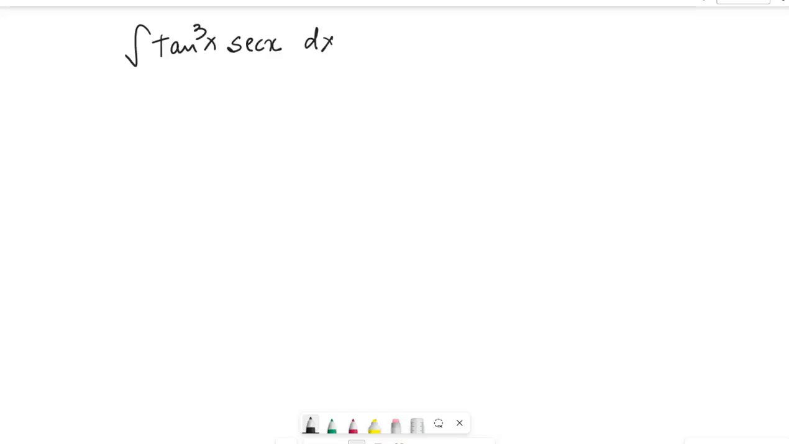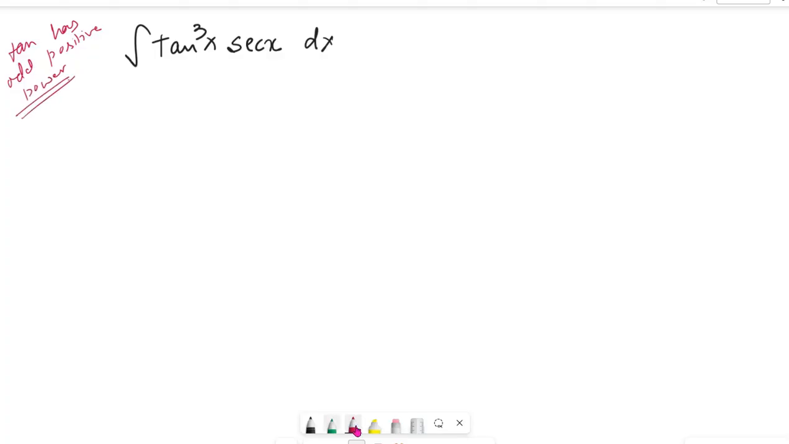So we are working on products of trig functions and their powers. This is an example where we have a product of tangent and secant functions, but tangent has an odd positive power. So this is a special case when tangent has an odd positive power.